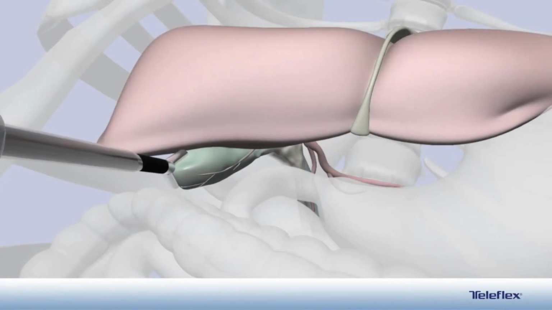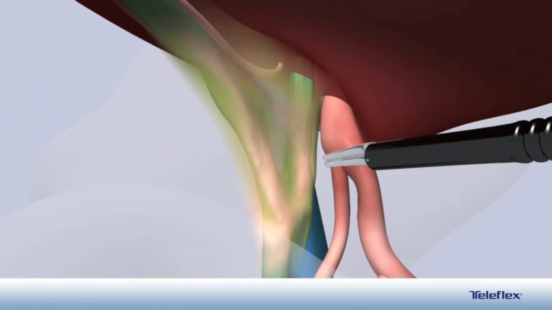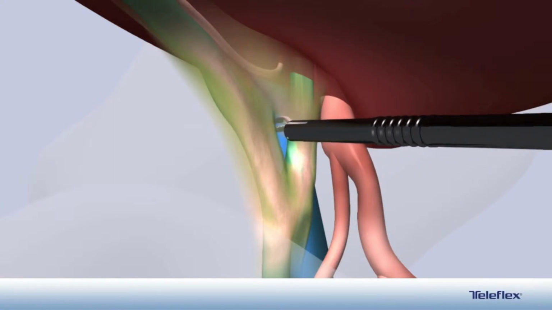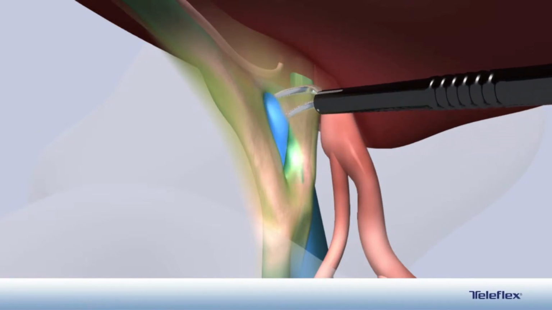Using Pilling laparoscopic instruments, the triangle of Calot is exposed. Blunt dissection is used, and the cystic duct and cystic artery are identified. The cystic duct is skeletonized using a Maryland dissector.